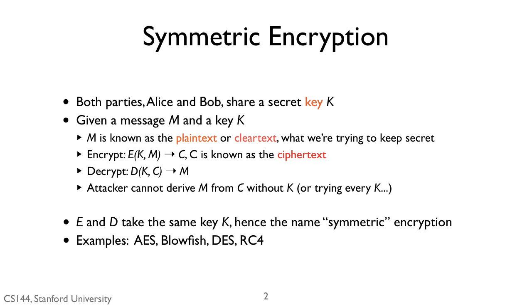The goal is that you can only decrypt the message or learn anything about it if you have the right key K. Of course, someone could try every K, so you pick a key big enough that exhaustively searching the space is intractable. For example, make the key 128 or 256 bits. Because E and D take the same key K, we call this symmetric or shared key encryption. There are other crypto systems that don't use symmetric keys, and we'll cover them later. Examples of symmetric encryption algorithms are AES, Blowfish, DES, and RC4.